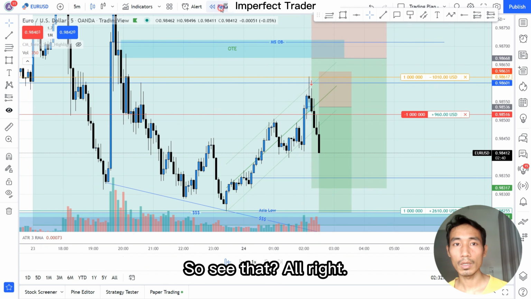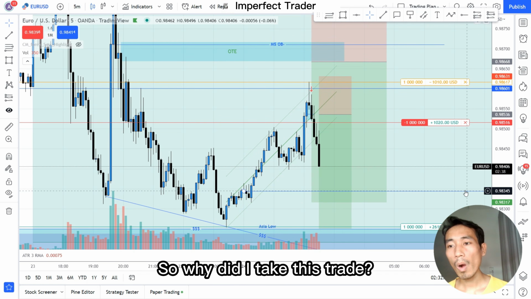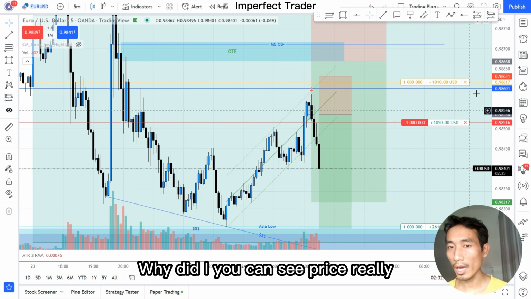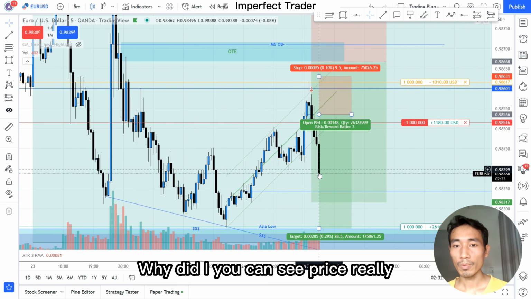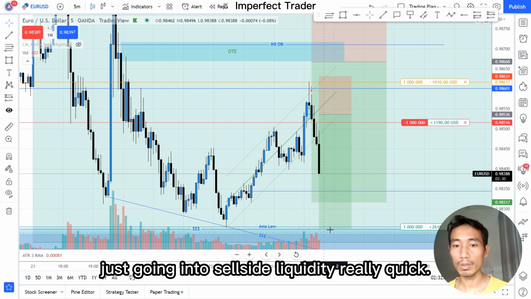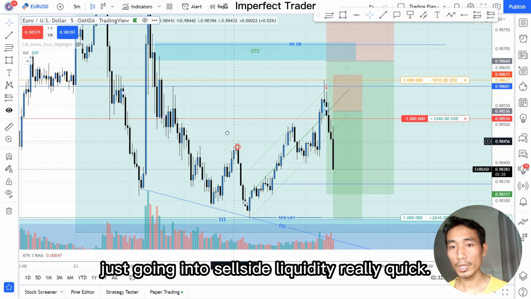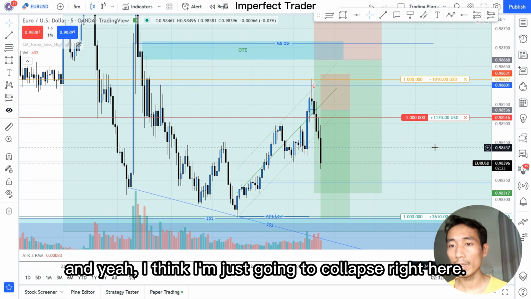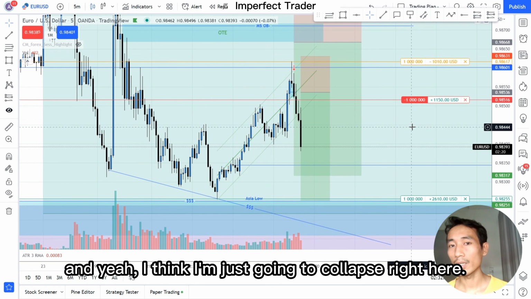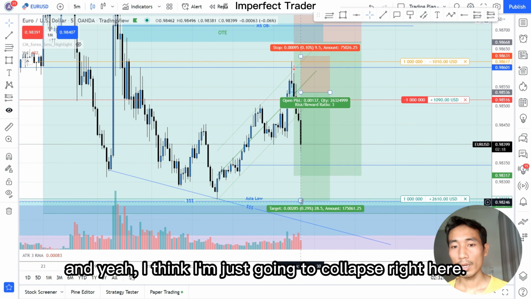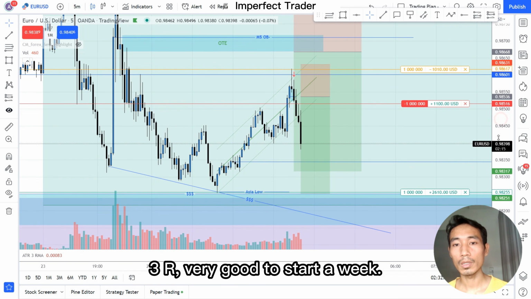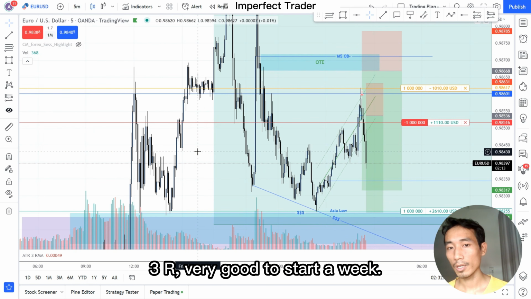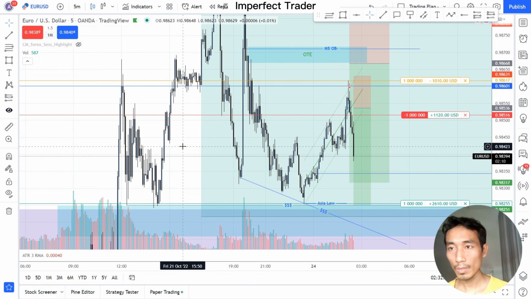So see that? Alright, so why do I take this trade? You can see price just going into the sell side liquidity really quick. If I get this trade as a winner, I may just collapse it right here, 3R. Very good start to the week. So why do I take this trade?